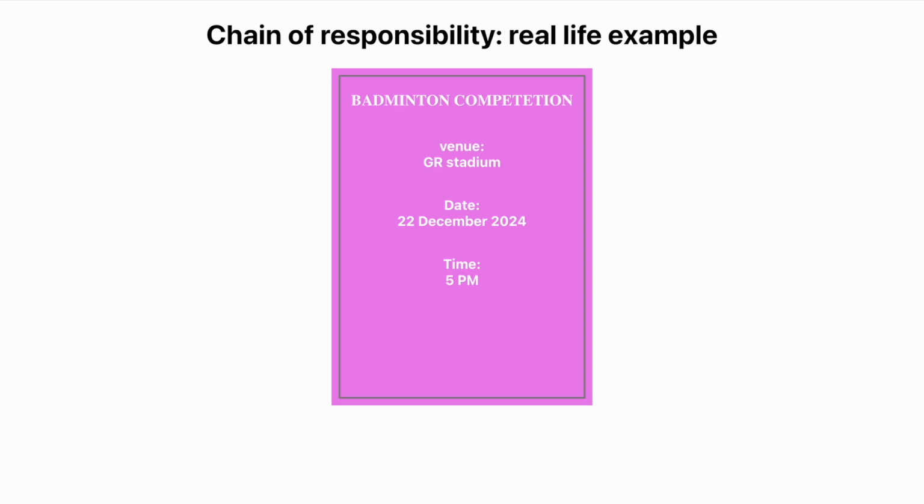A real life example: when we give a circular or notice about an event to people, people who receive the circular may not be interested in that circular, but they may know people who are interested. They may pass the circular to them. Here, the people who know other people are like the handler successor relations.